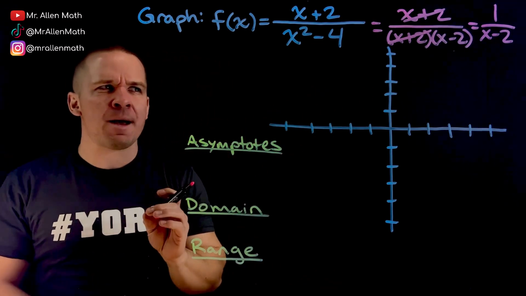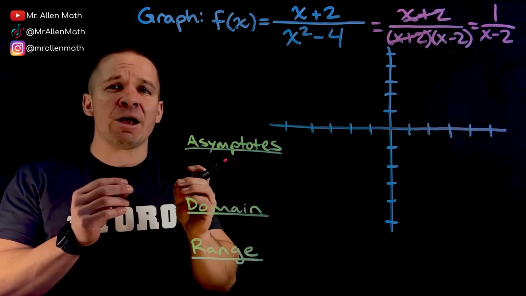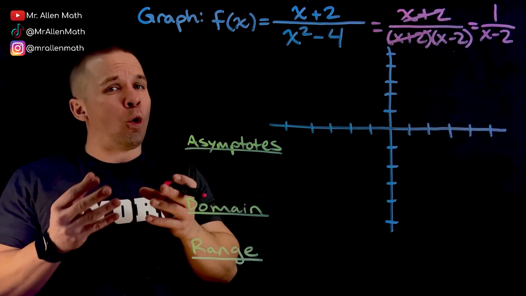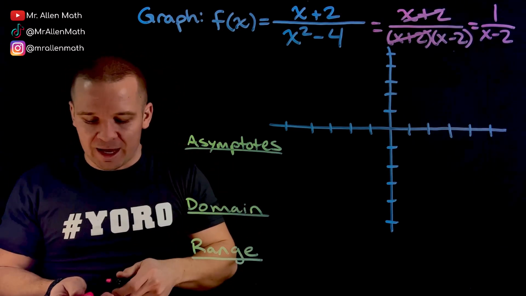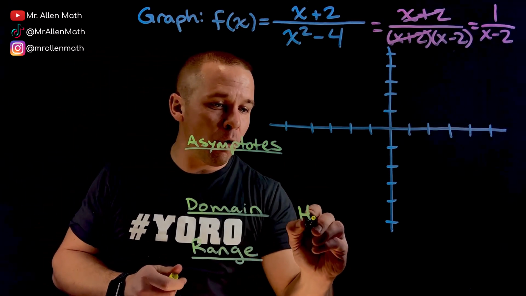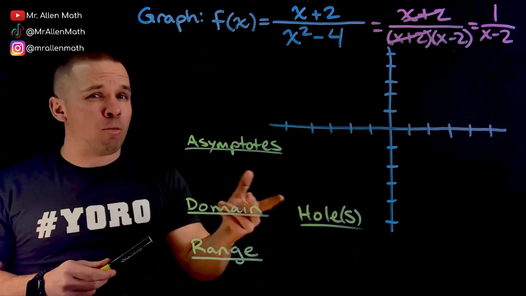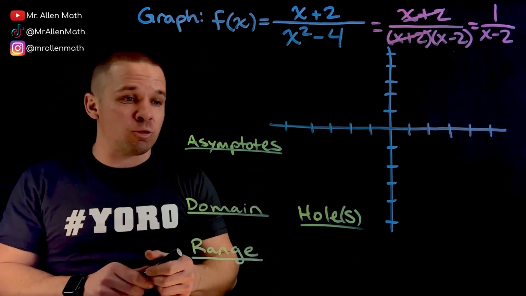Now, what happens when I cancel? That ends up becoming a removable discontinuity, or a hole, as some will call that. So let's jot that down. I'm going to add one more thing to this list: holes. Sometimes they'll do a parenthesis around that because there could be more than one. In this case, it's just one.